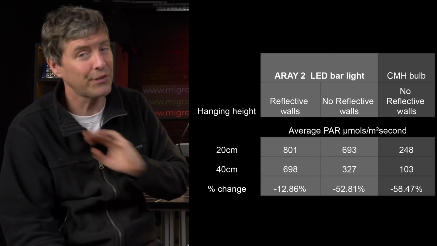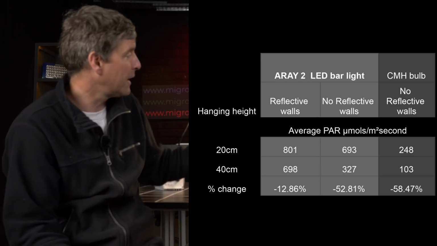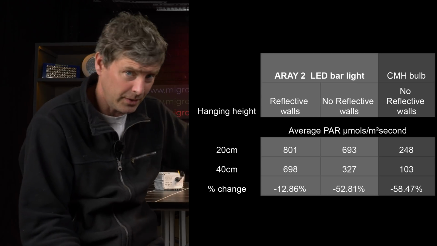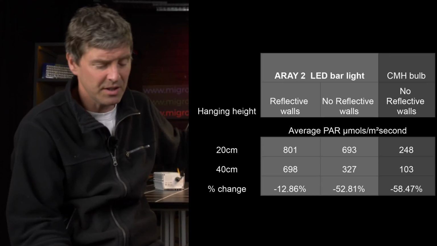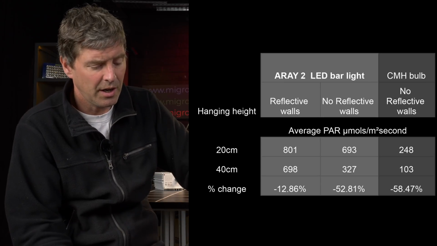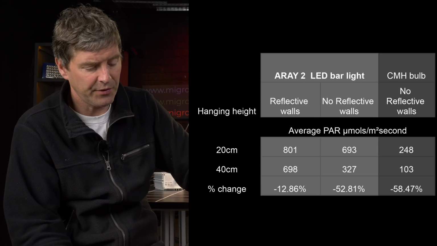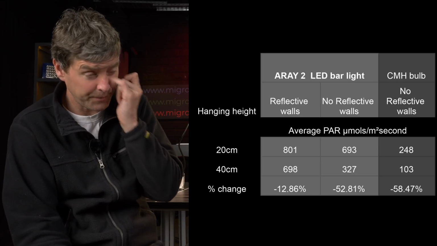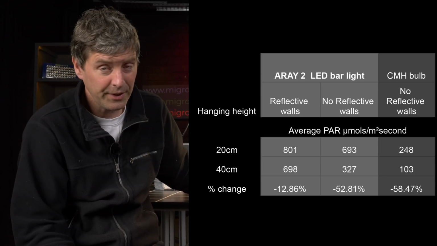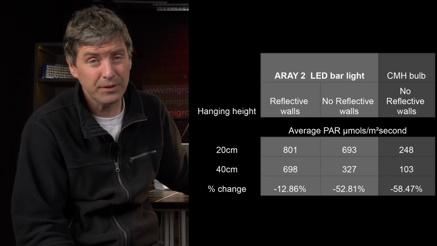So the inverse square law is certainly not applicable in that case. So then I took the mylar walls away and did the same measurement, measured at 20 and measured at 40 with no reflective walls, and the power dropped by 52%. So much closer to the 75%, but still not quite there. Very few people, however, will operate their grow lighting without reflective walls. It's just so wasteful.